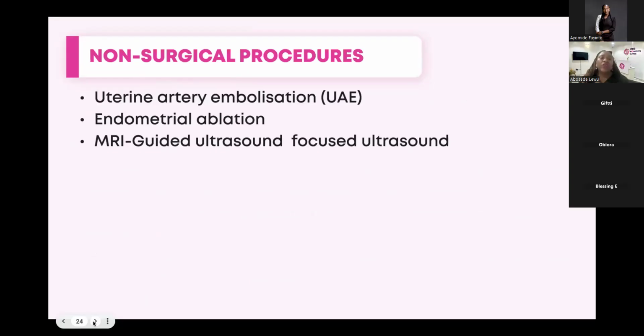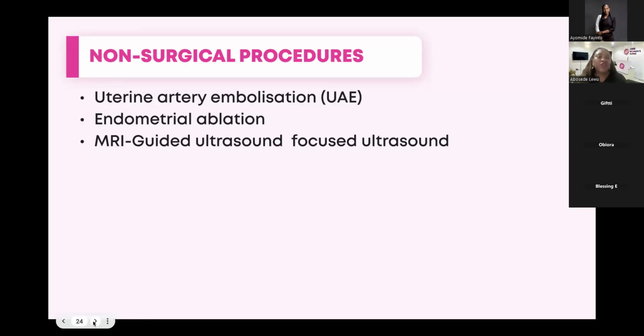Now, we also have those we consider non-surgical procedures. Uterine embolization, where the blood vessel that goes to the fibroid is embolized. So it's like they're cutting off the blood supply to the fibroid. It's not every woman that qualifies for it. So it requires that you and your gynecologist have a very important discussion on side effects and whether you're a good fit for it.